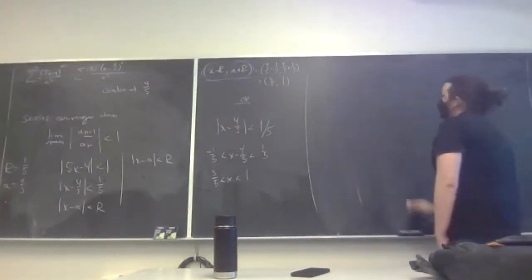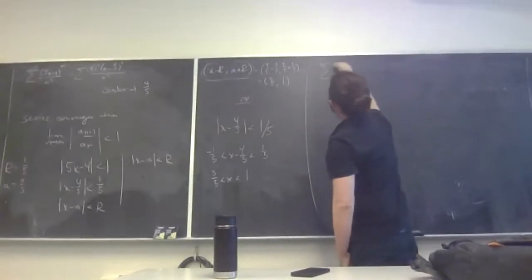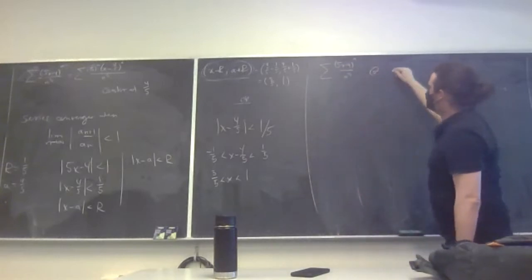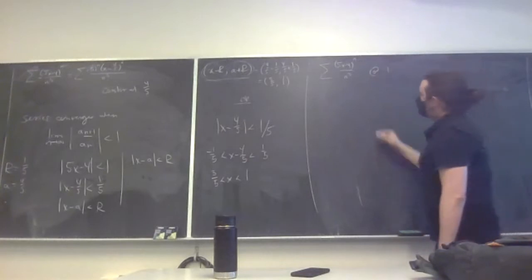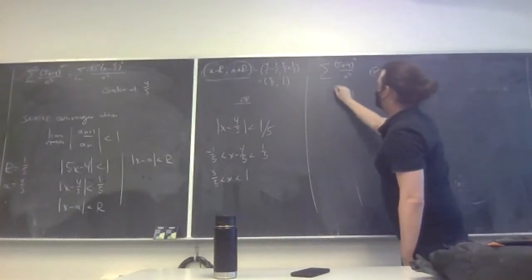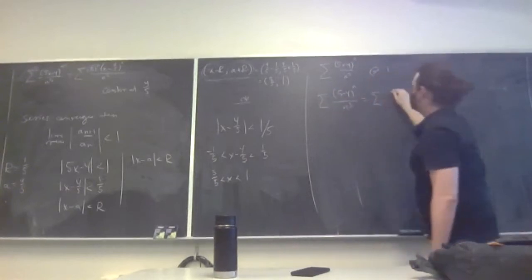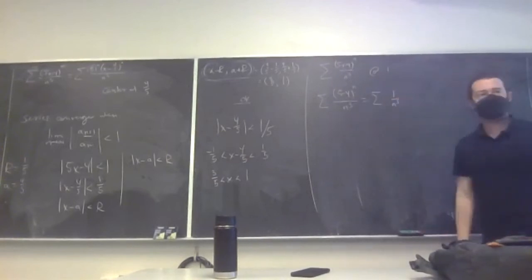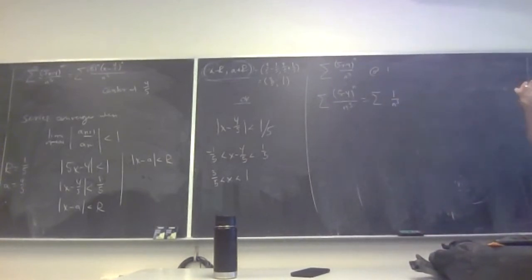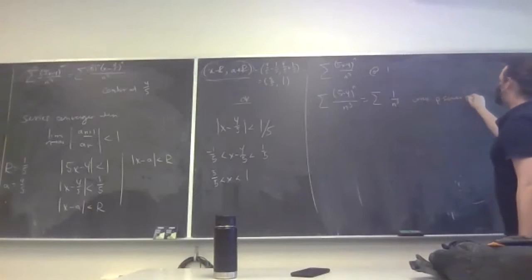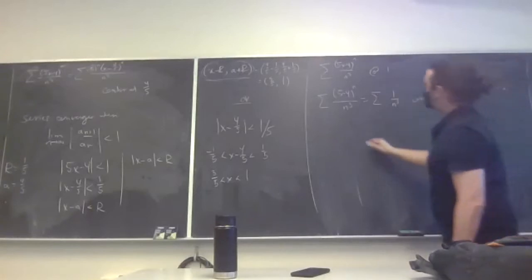Well, I don't know why I just erased the series I'm working on. I have (5x minus 4)^n over n^3. Okay, so if I evaluate that at the endpoints, say we just put in 1, what I get is (5 minus 4)^n over n^3, which is 1 over n^3. So if you're going to tell me something converges, make sure you tell me why. Why does that converge? P series. P series with p = 3.